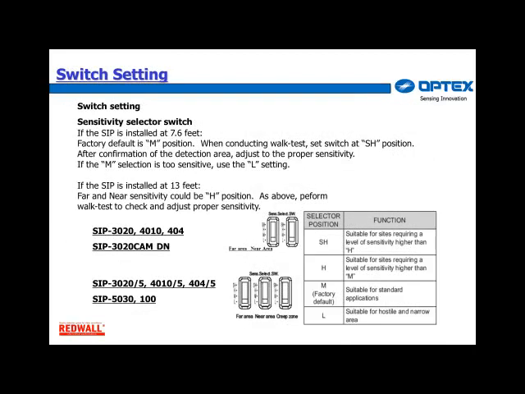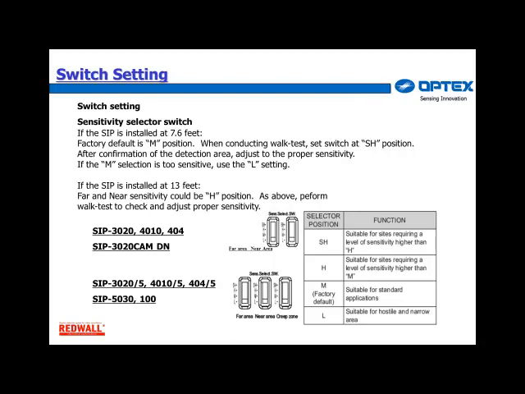Now let's go to the switch settings of the SIP. The first one is the sensitivity selector switch. So here are some guidelines. If the SIP is installed at 7.6 feet, the factory default position is M, or medium sensitivity. When conducting the walk test, set the switch at the SH, or super high position, and after confirmation of the detection area, adjust to the proper sensitivity. If the M selection is too sensitive, then use the L setting.